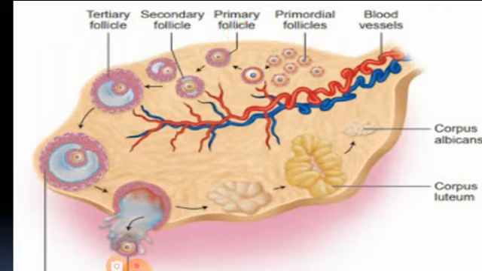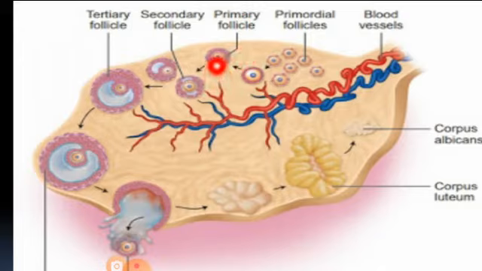Are you clear? At the time of birth, the baby is born with primary follicles, nearly 60,000 to 80,000 primary follicles. Earlier I said nearly 2 million. How can it be reduced? It has reduced drastically due to degeneration. Many follicles will be degenerated, and the rest is only 60,000 to 80,000 primary follicles.